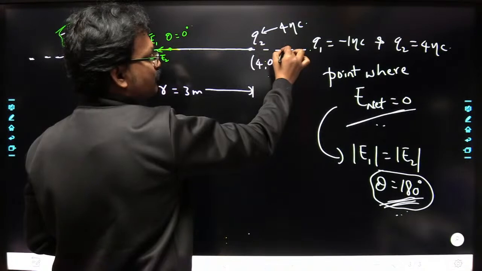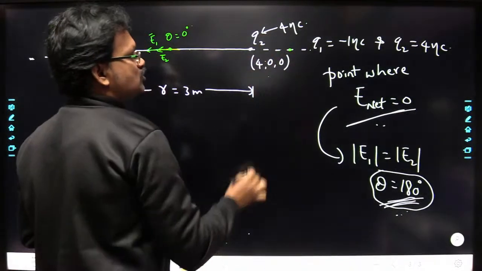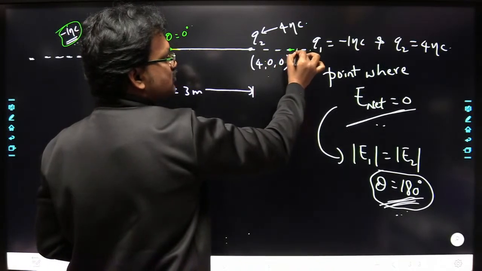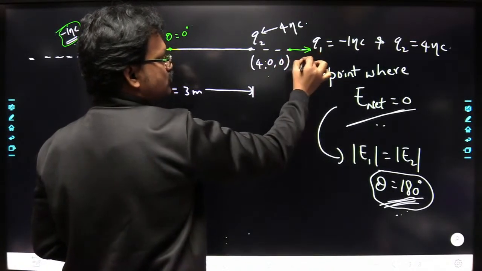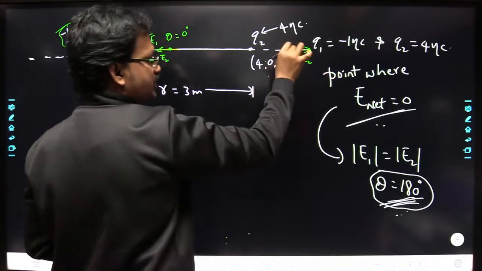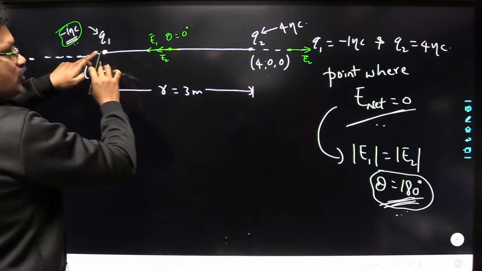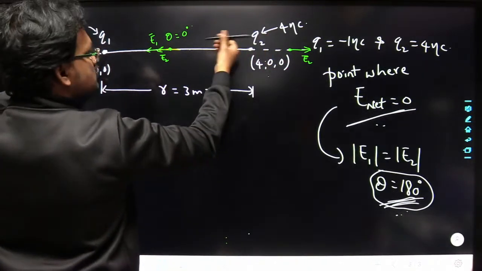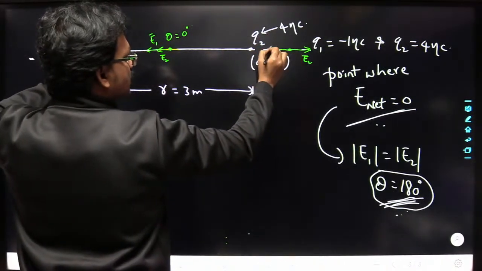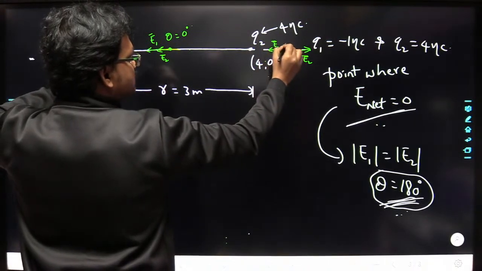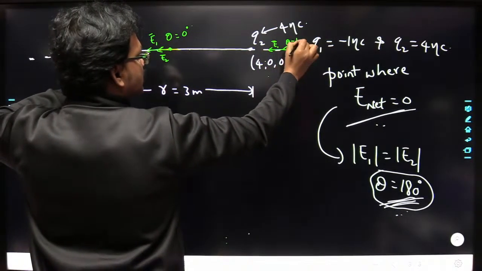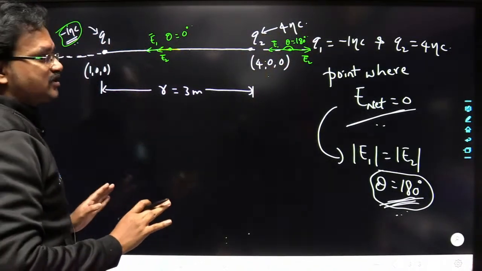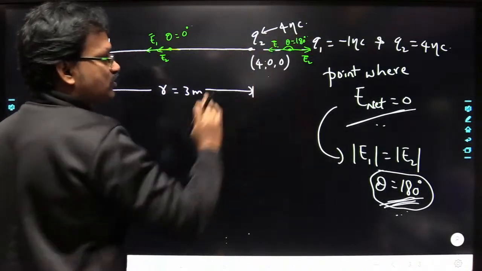Now if you consider some point here, due to Q2 the electric field is going to point away from Q2. So E2 bar is going to point in this direction. Now Q1 is a negative charge, so the electric field is going to point towards the negative charge. So E1 is going to point in this direction. So here theta is equal to 180 degrees. So the theta equal to 180 degrees condition is satisfied to the right of Q2.